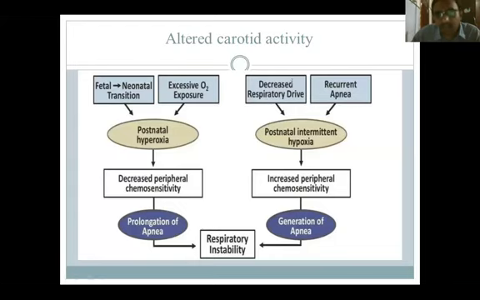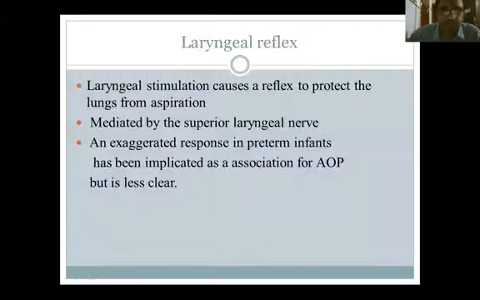Again, for example, this is in cases causing respiratory instability in the baby.